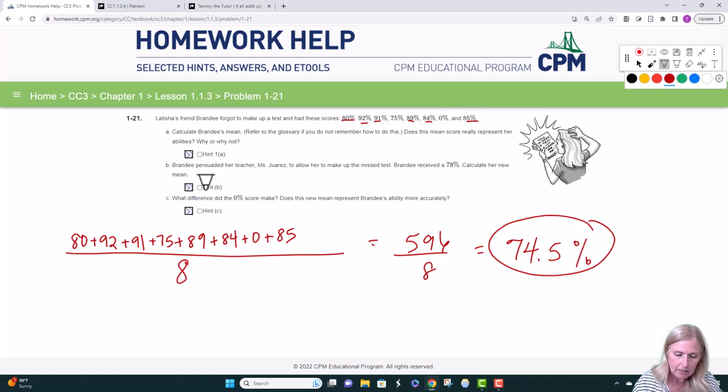Okay, so B, Brandy persuaded her teacher, Miss Juarez, to allow her to make up the missed tests. See, there's that missed test. And when she did, she got a 78%. So calculate her new mean. Okay, I'm going to come down here and I am going to erase that 0 because she made that test up and she made a 78%.